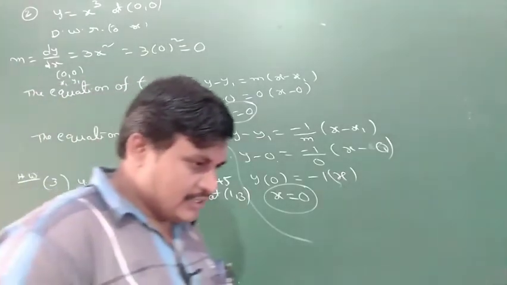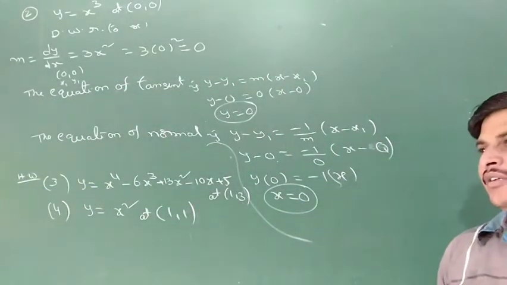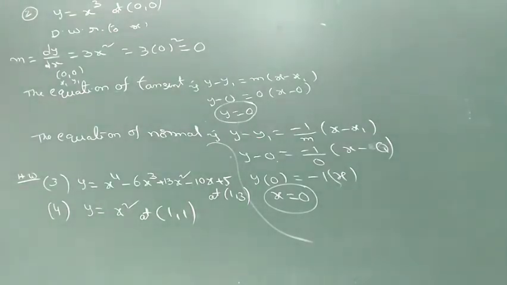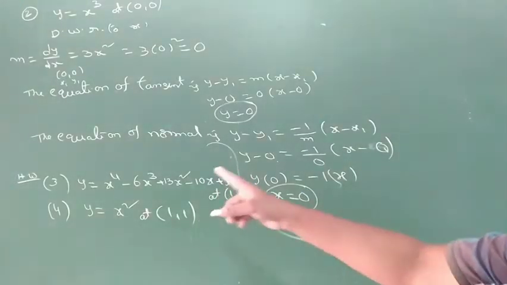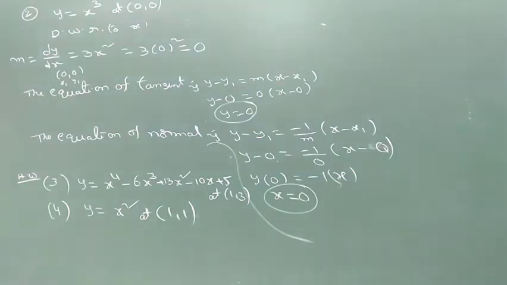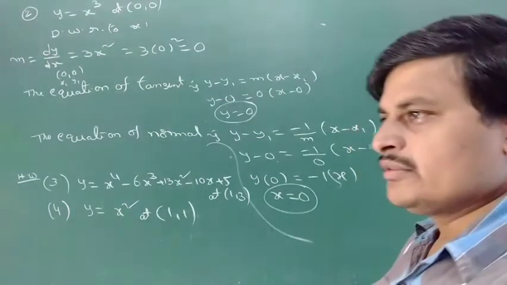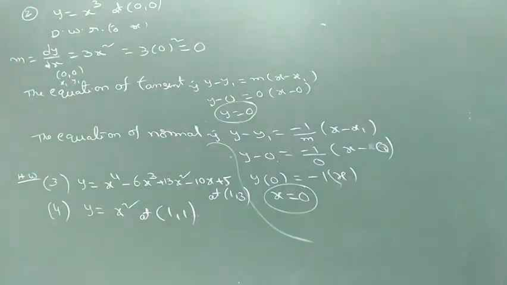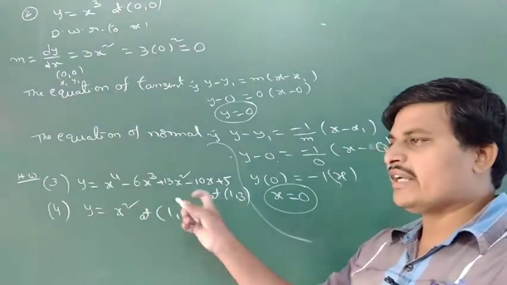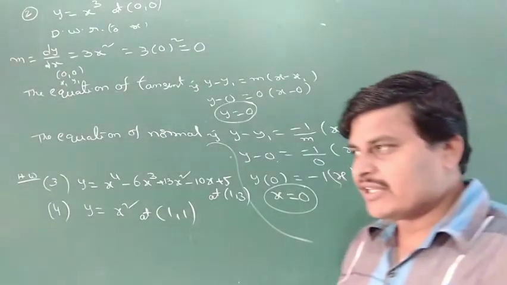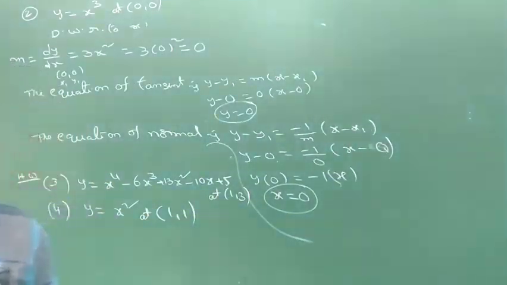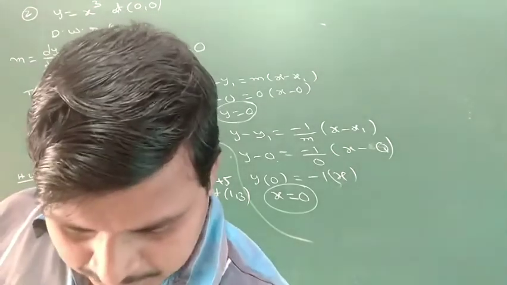Up to this, direct questions. Direct questions means find the equation of a tangent, find the equation of a normal, and given a curve and a point, find the tangent slope and the normal slope. This type of direct question, where the curve and point are given. So the next one is find the equation of a tangent and the equation of a normal, some different models. Next model.